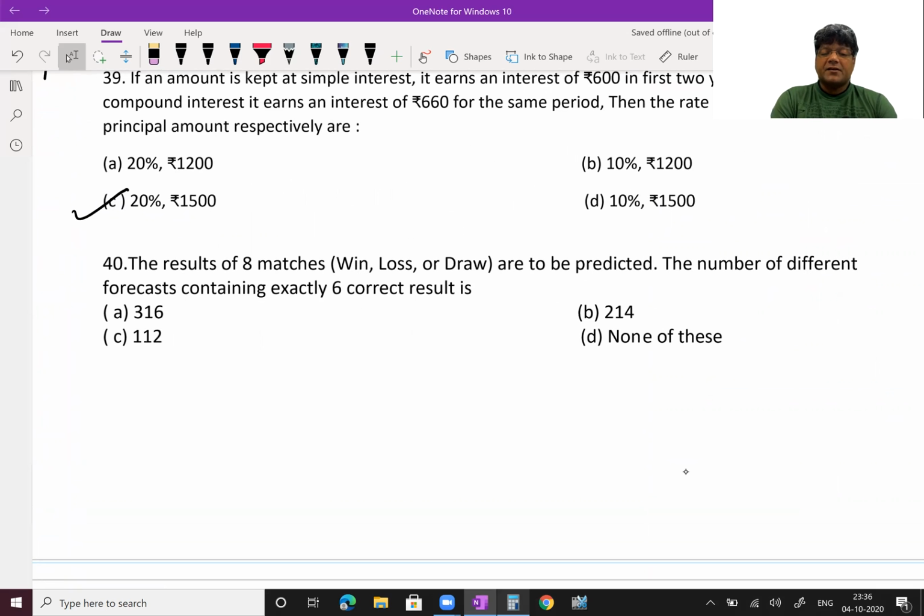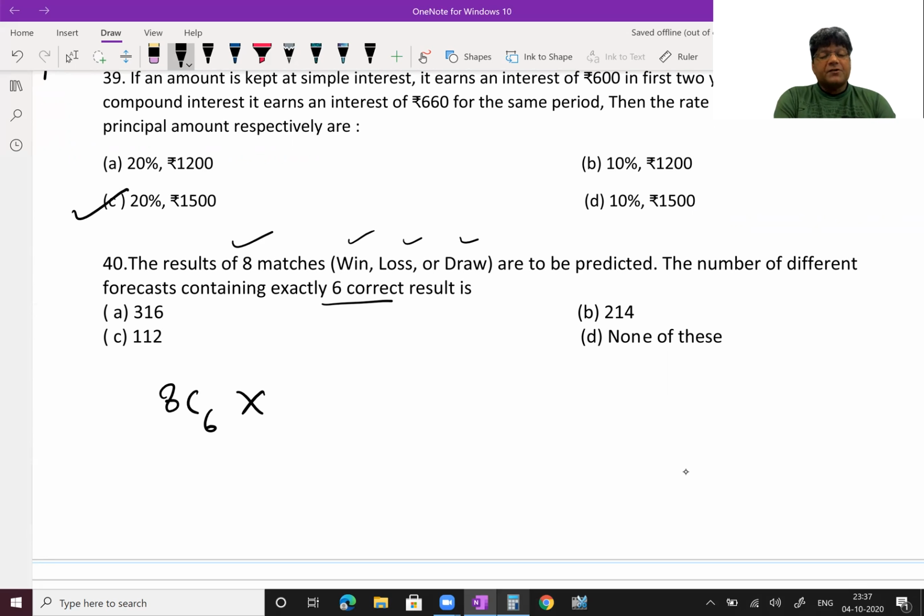Results of 8 matches, 3 results: win, loss, or draw. But out of these 3, only one will be correct, and the remaining 2 will be incorrect. The number of different forecasts containing exactly 6 correct results. That means out of these 8, any 6 can be correct. Those 6 matches which are to be predicted correctly can be chosen in 8C6 ways. Now, once you have chosen those 6 matches which are to be predicted correctly, each of those 6 can be predicted correctly in only one way.